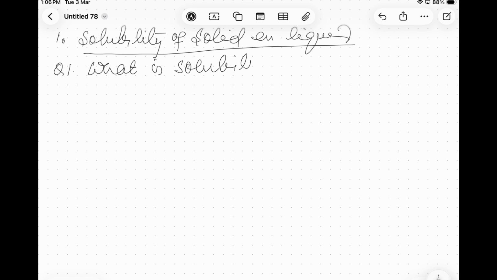Number 1, solubility of solid in liquid. What is solubility? If this question is asked, what is solubility? Then we shall write the answer in this way.